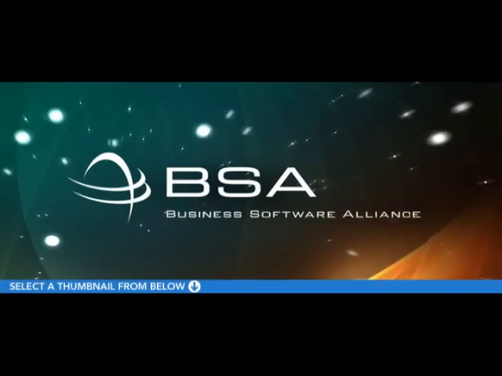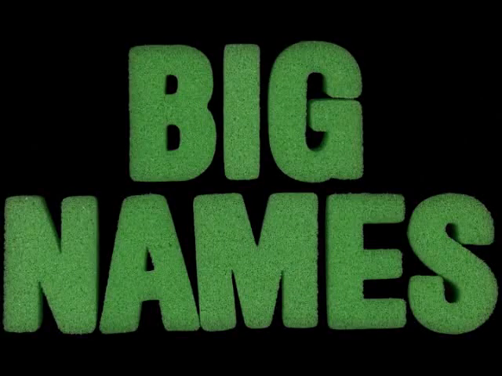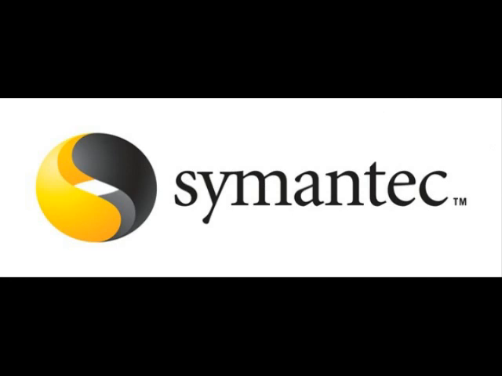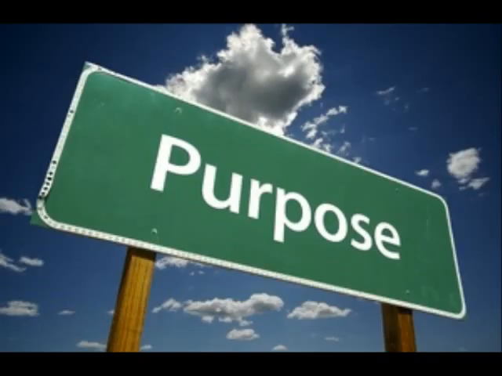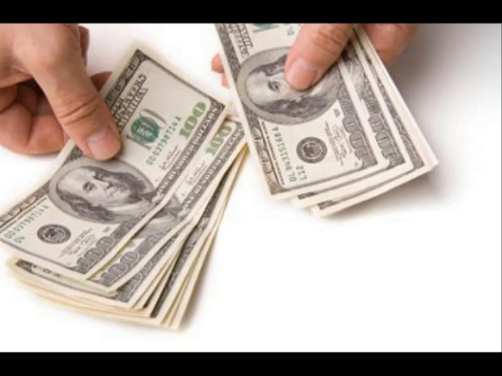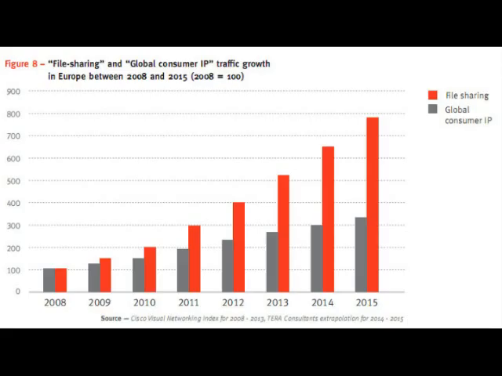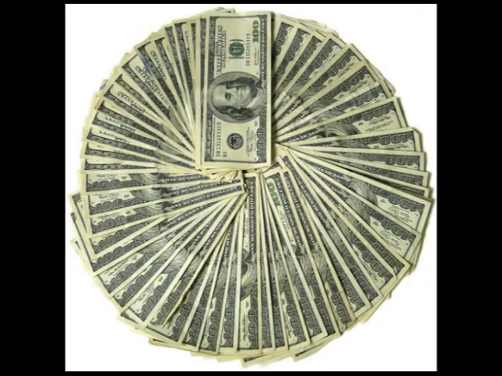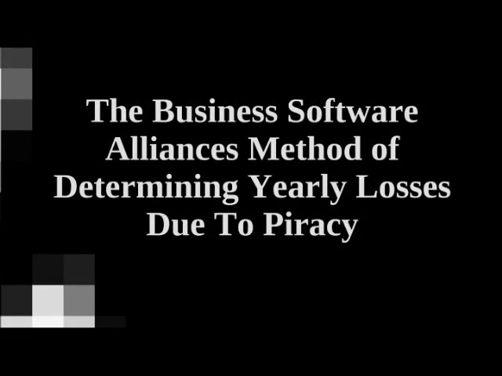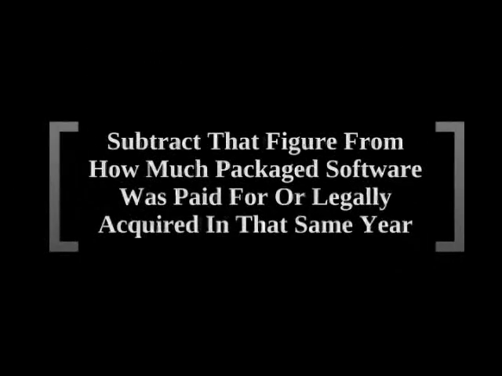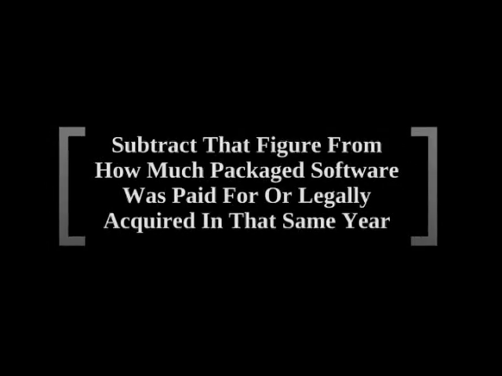There exists an organization called the Business Software Alliance, or BSA, that represents nearly all the big-name software companies, including Microsoft, Adobe, Compaq, Apple, Dell, IBM, Intel, Macromedia, and Symantec, just to name a few. The BSA's main purpose is to act as a watchdog agency for its paying members. They accomplish this by researching and issuing yearly reports that give worldwide figures for the monetary amounts lost due to software piracy. They come to these figures by a peculiar method of determining how much packaged software was deployed in a year and subtracting it from how much packaged software was paid for or legally acquired in the same year.